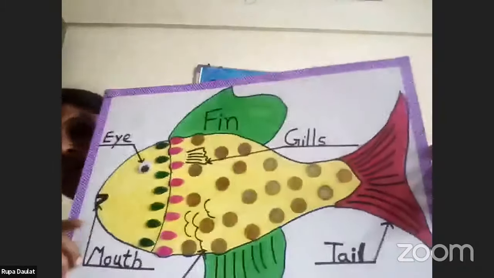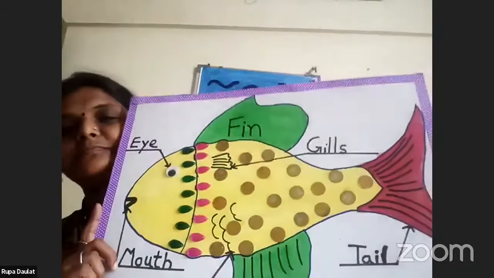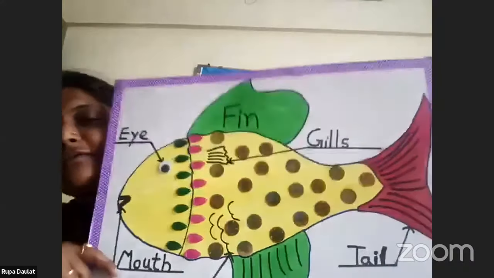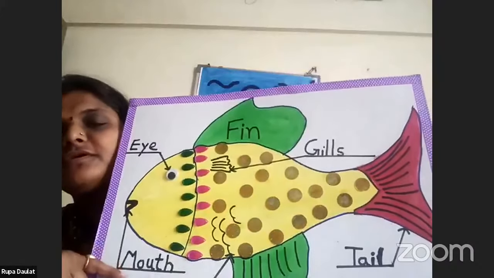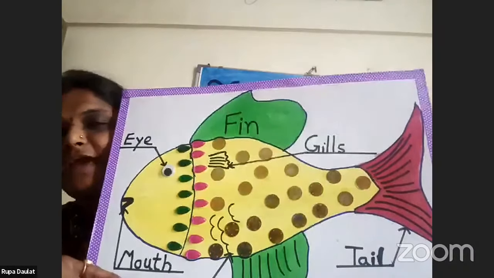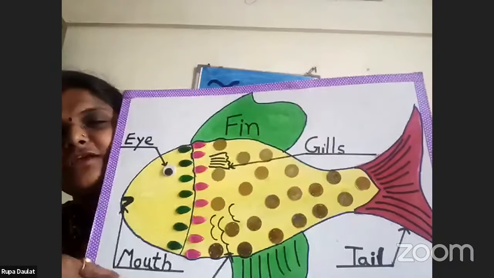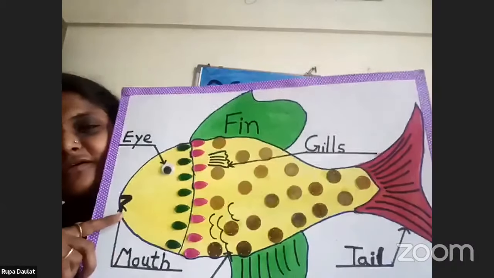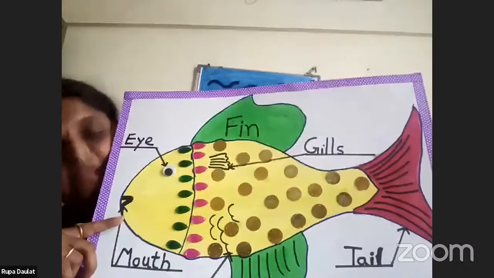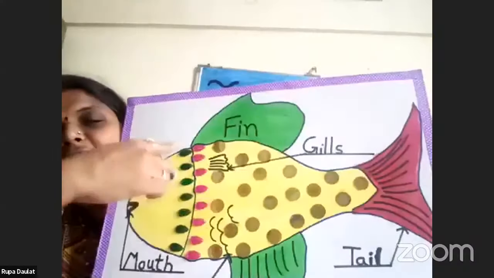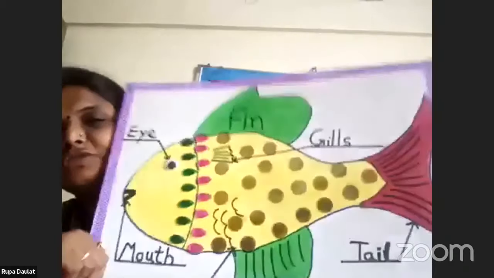See the picture of fish. Can you all see this picture clearly? Yes. Okay. So here is one fish. This is the picture of fish. One fish. And which color is fish? Yellow color. Oh, there are yellow color, green color, red color, and decorated with some stones.